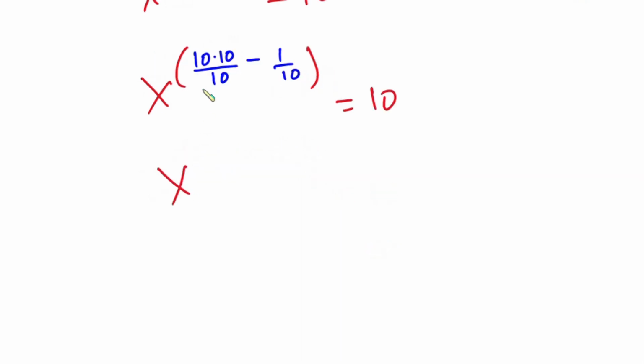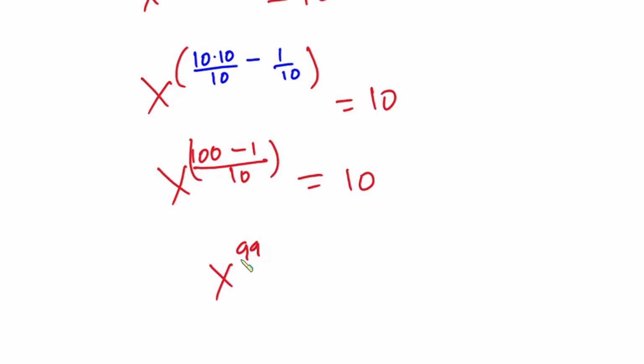Now we have x to the power 10 times 10 is 100, then minus 1 over here, all divided by 10. Let me put it in brackets so that it will look nicer. And this is equal to 10. Alright, so we have x to the power 100 minus 1 is 99, then divided by 10. And this is equal to 10.